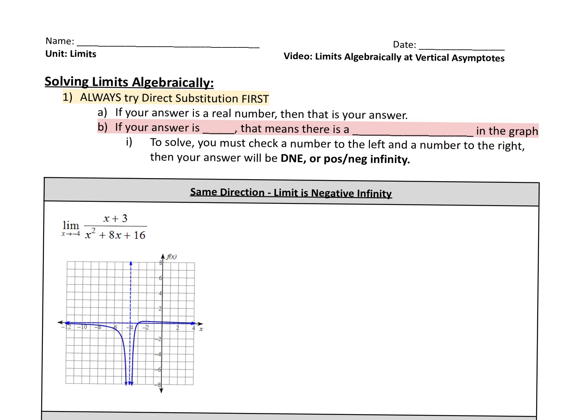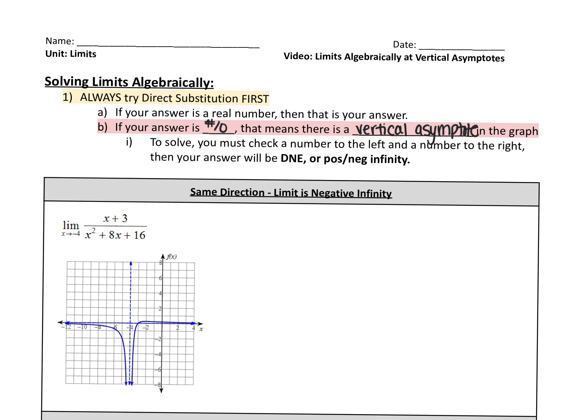Hi everyone, in today's lesson we're going to talk about how to find limits algebraically at vertical asymptotes. As we've always been doing, we're going to try direct substitution first. If my answer is a real number, then we know that's our answer. If we get 0 over 0, we know our ways out of that. But today, you're going to get a number over 0. If your answer is a number over 0, that means that there is a vertical asymptote in the graph.